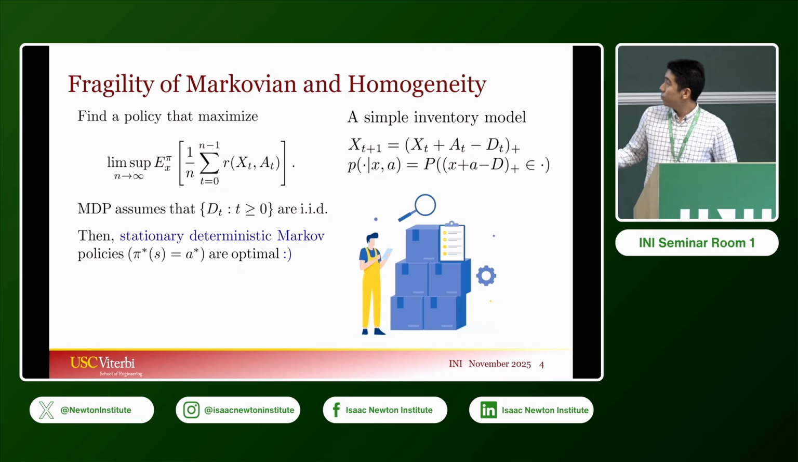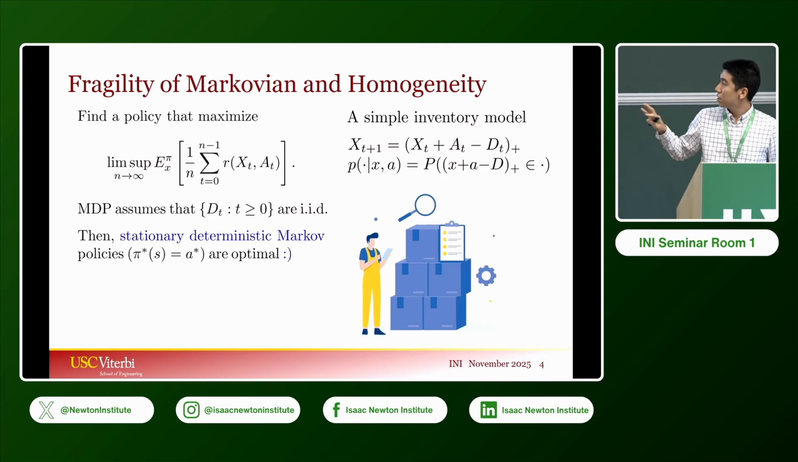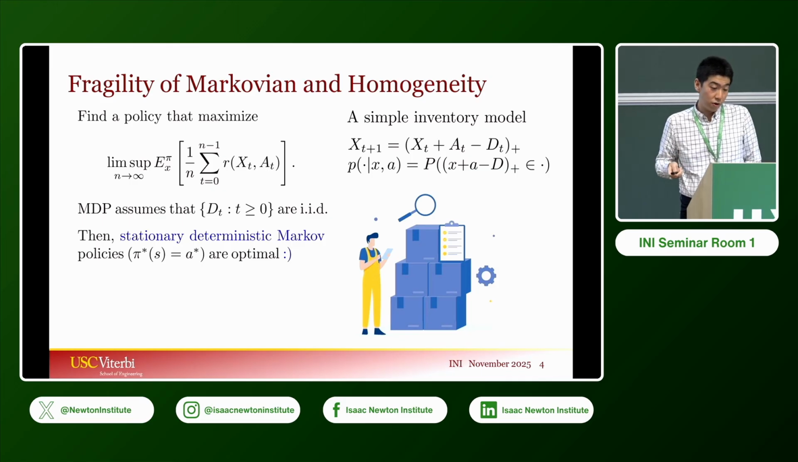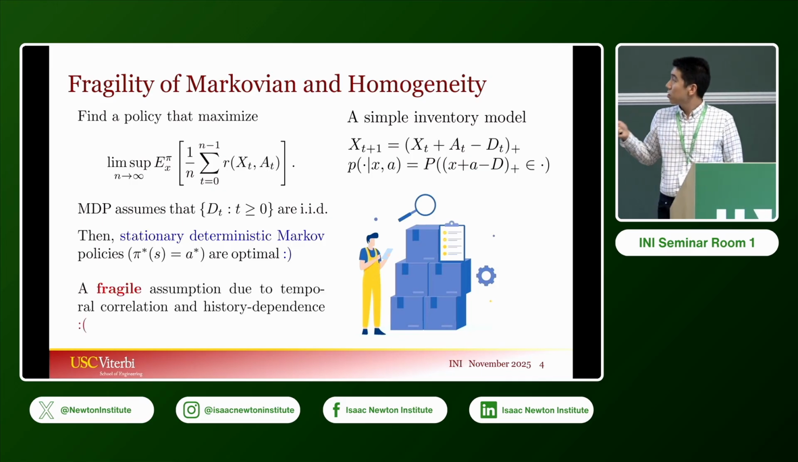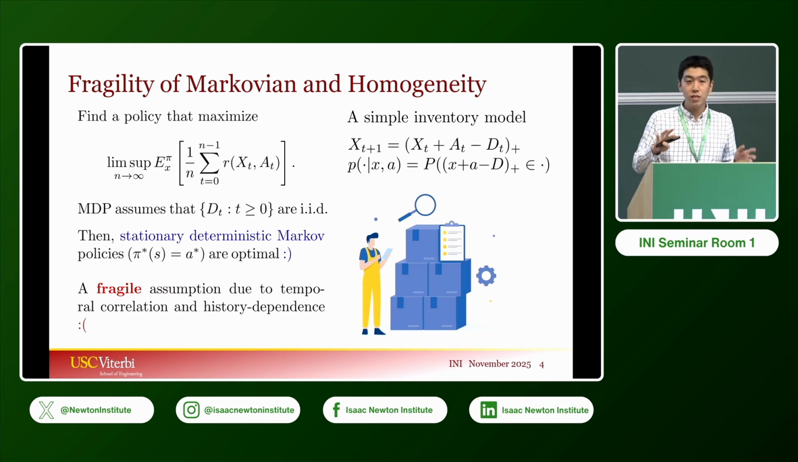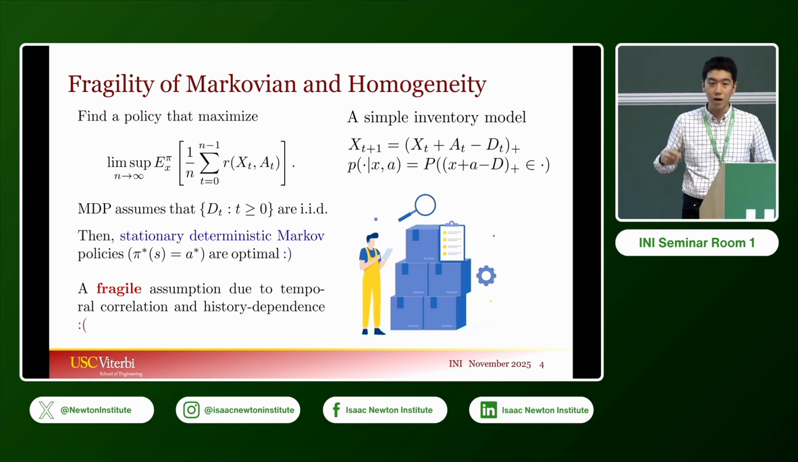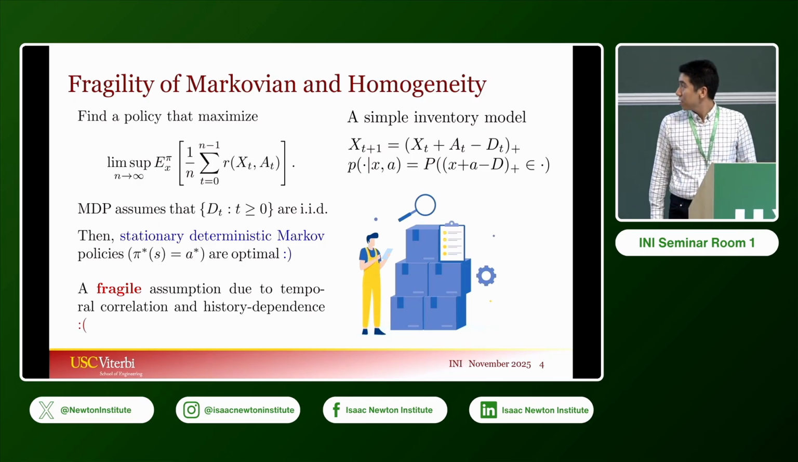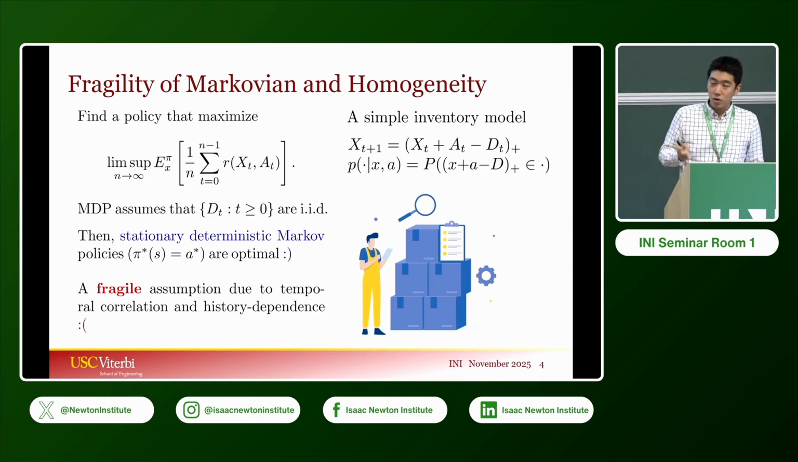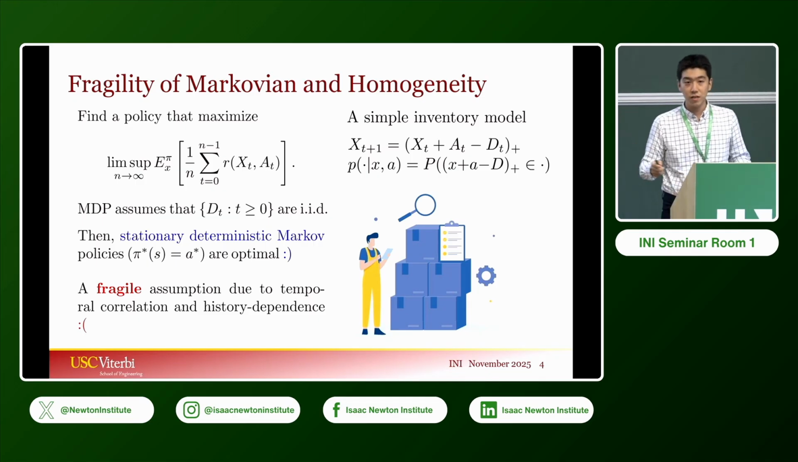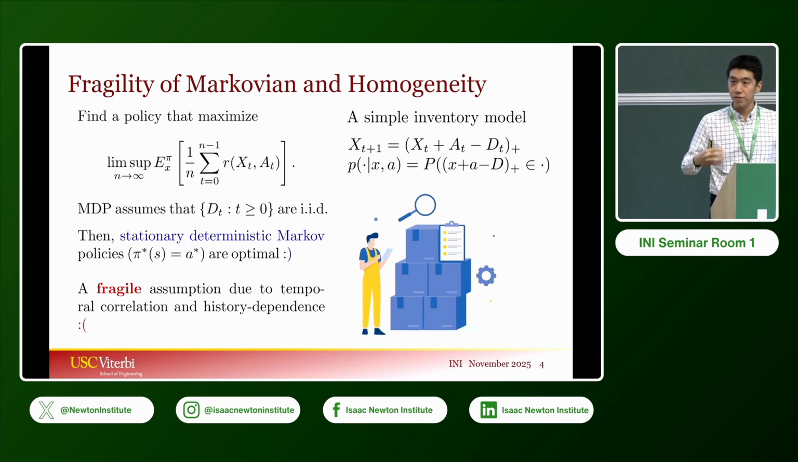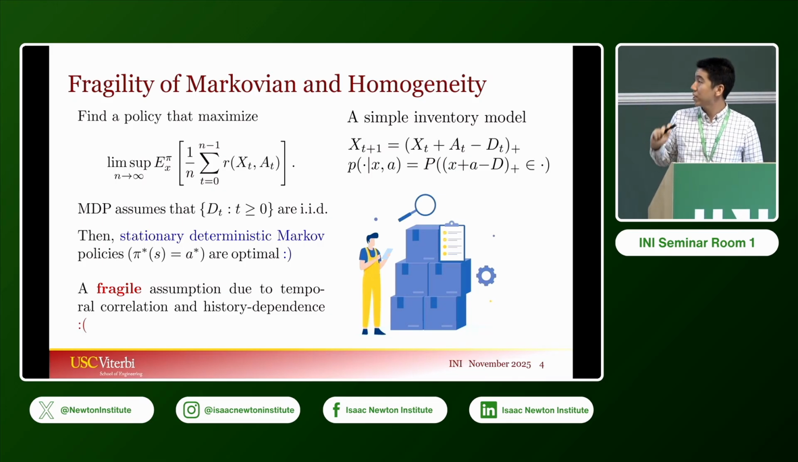However, this assumption of Markov optimality really holds only under very fragile assumptions. In particular, as I said earlier, in this inventory control model we need to assume that the demand process is somehow IID in order to have this stationary Markovian optimality. And especially in this inventory model, one can of course imagine that the demand process could be correlated, as well as there could also be dependence on the historical actions of the inventory manager.